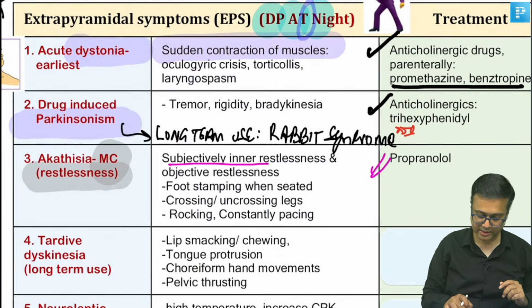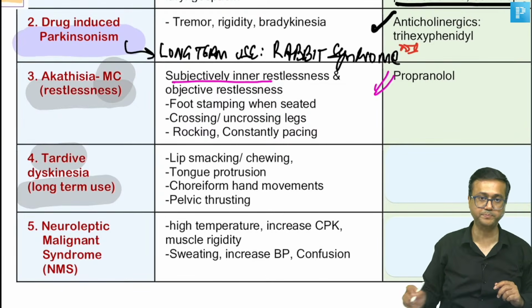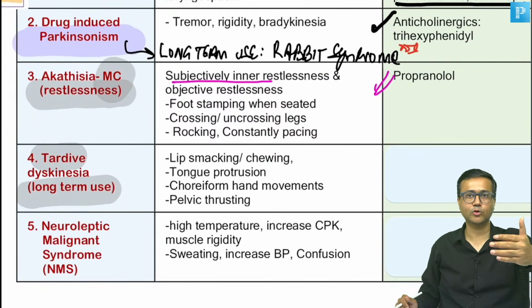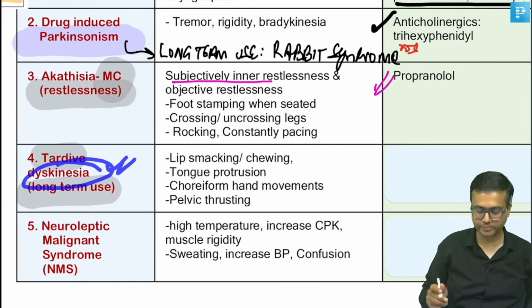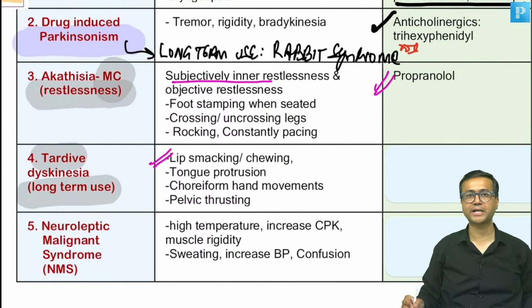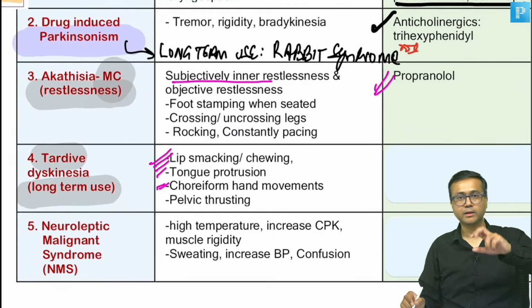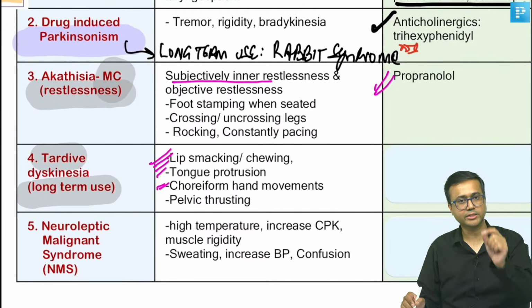DP at beta, T is what beta? T is tardive dyskinesia. See, tardive means long term use. Again in the history they may give you that the patient is on antipsychotic maybe for months or years. And dyskinesia means the patient has developed some abnormal movements like lip smacking or chewing movements, or tongue protrusion movement, or on the hand you will see choreiform piano playing like movements, or even pelvic thrusting movement. So what you have identified is tardive dyskinesia.